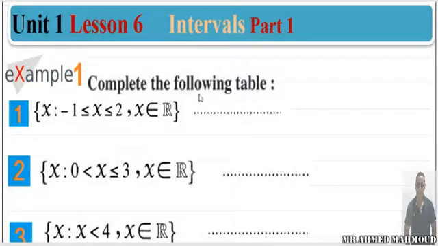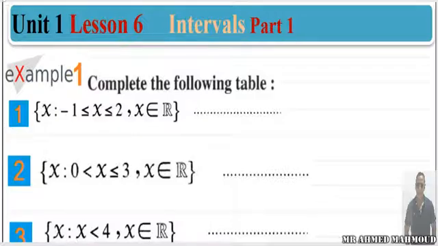In this example, complete the following table. Now this form is called the characterized method or description method. I need to change this form into the form of an interval. The first one, I'm going to read the set: X is greater than or equal to negative 1, smaller than or equal to 2, and X belongs to R, which represents the real numbers.